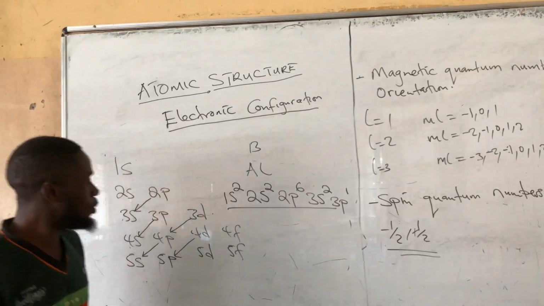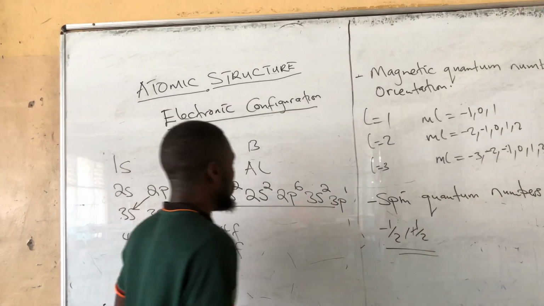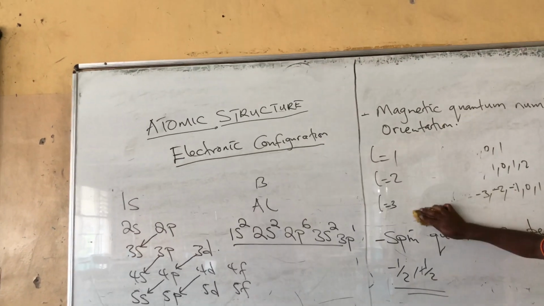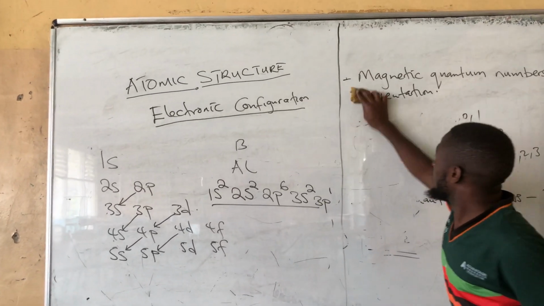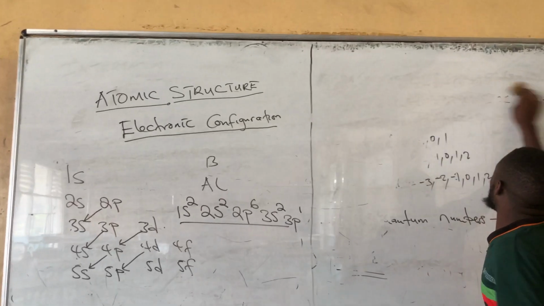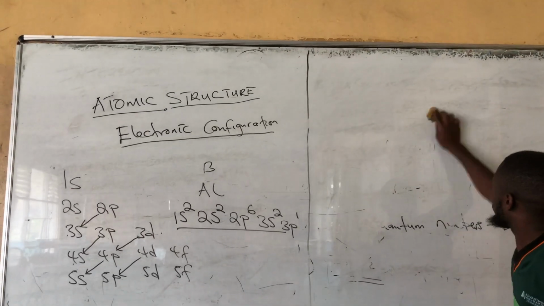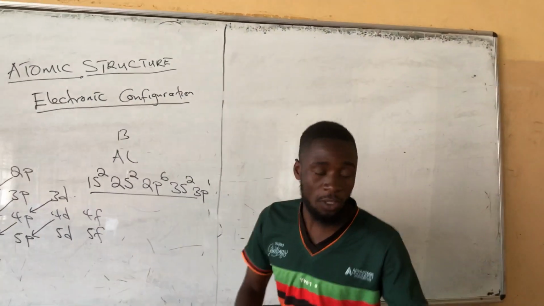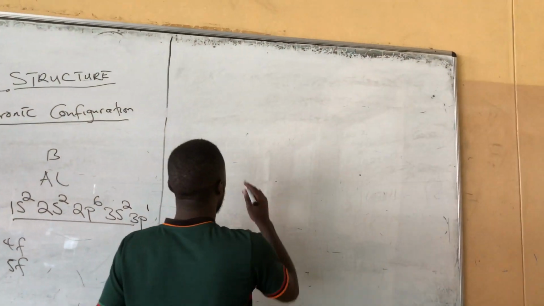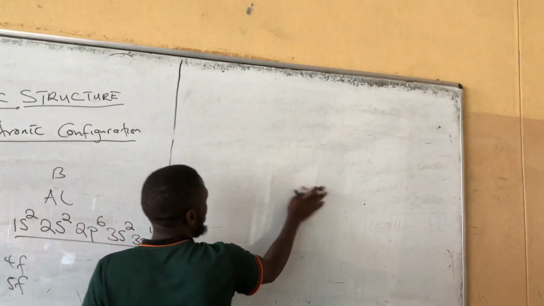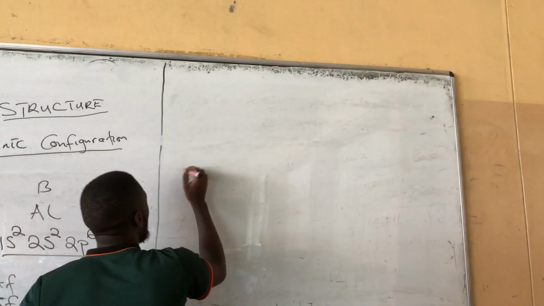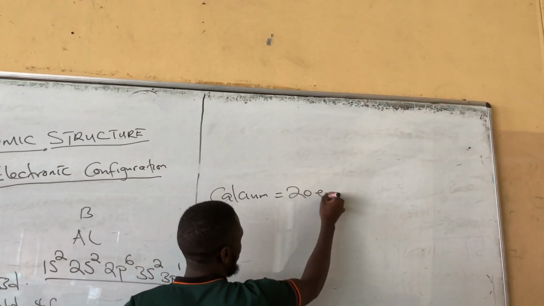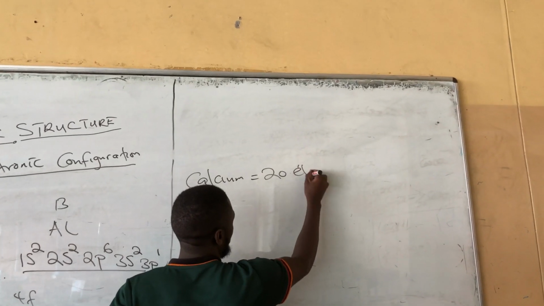Let's do the next example: calcium. Calcium has how many electrons? 20. So calcium has 20 electrons.